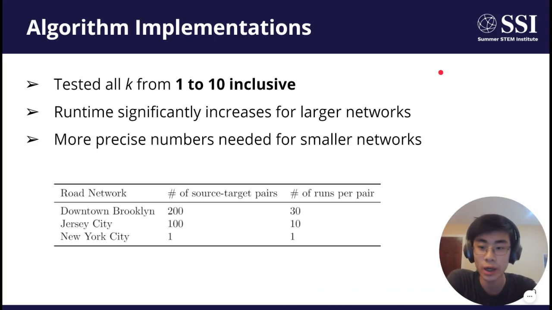In the implementations of our algorithms, we test all k from 1 to 10 inclusive for the look-ahead heuristic. And on the bottom table here, you can see that we run each algorithm a different number of times for each network. This is because the runtime significantly increases for the larger networks, and for smaller networks, we need to record the results with a higher degree of precision.